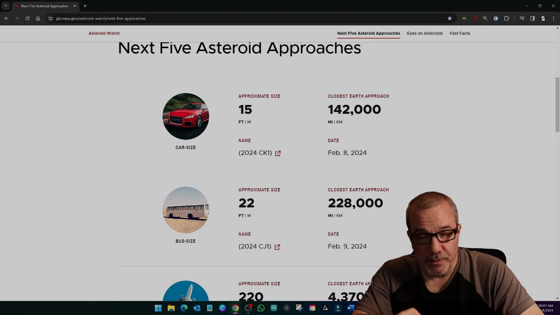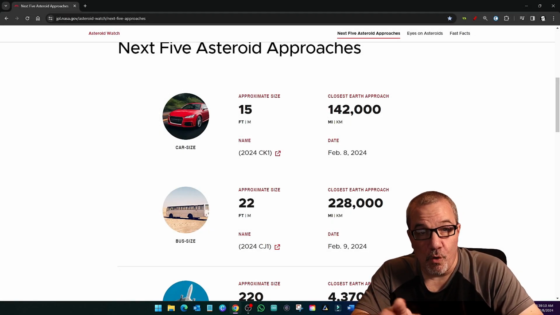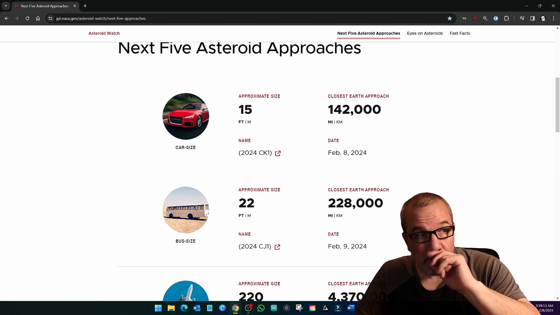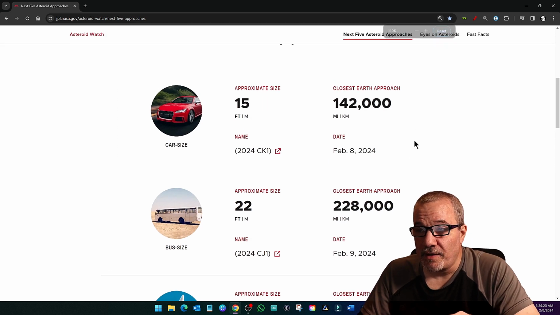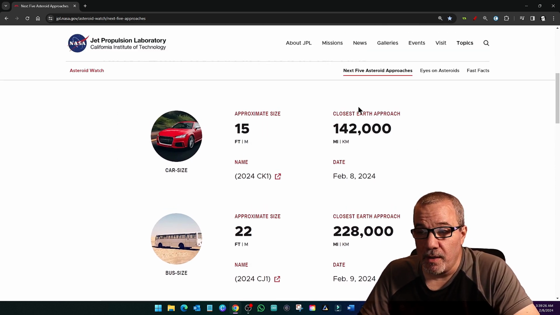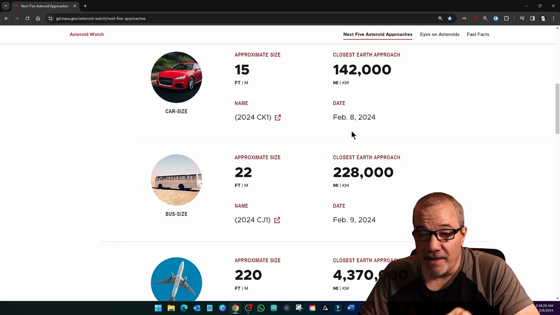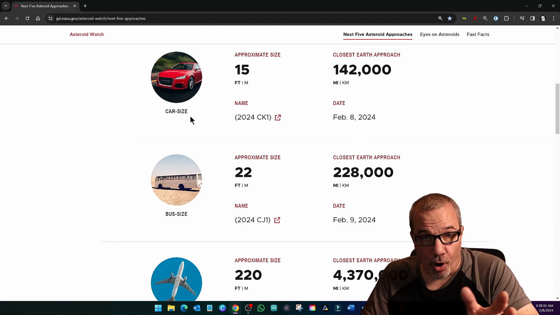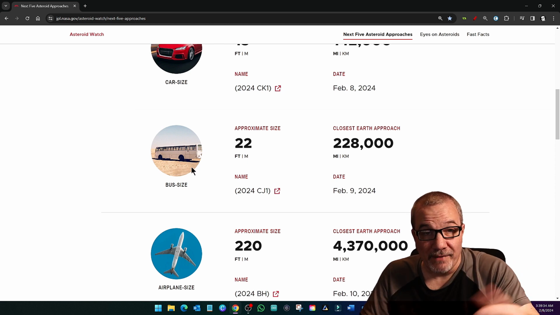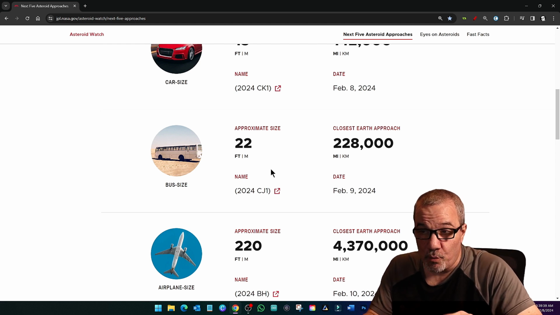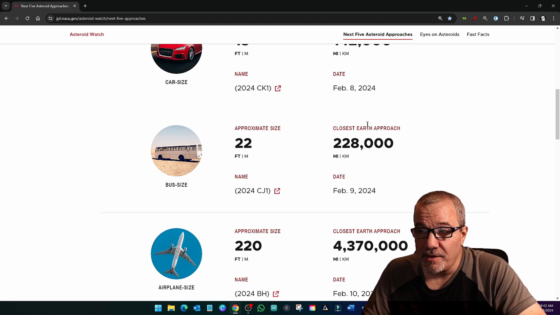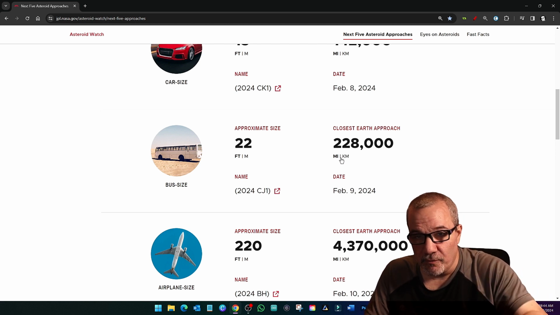In the next couple of days, we have a few close calls with some asteroids that have just been discovered. For instance, today, February 8th, we have asteroid 2024 CK1 that's approximately 142,000 miles away from Earth. That's going to pass by today, February 8th, and that's the size of a car. Then on February 9th, we have an asteroid the size of a bus, which is 2024 CJ1. It's 22 feet in diameter, and it's passing by about the distance of the moon.